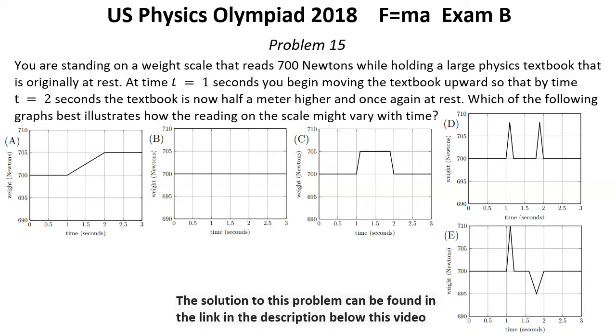The only possibility for this motion could be explained in graph E, where we have a positive spike in the beginning and a negative spike at the end. That was a solution for problem number 15.